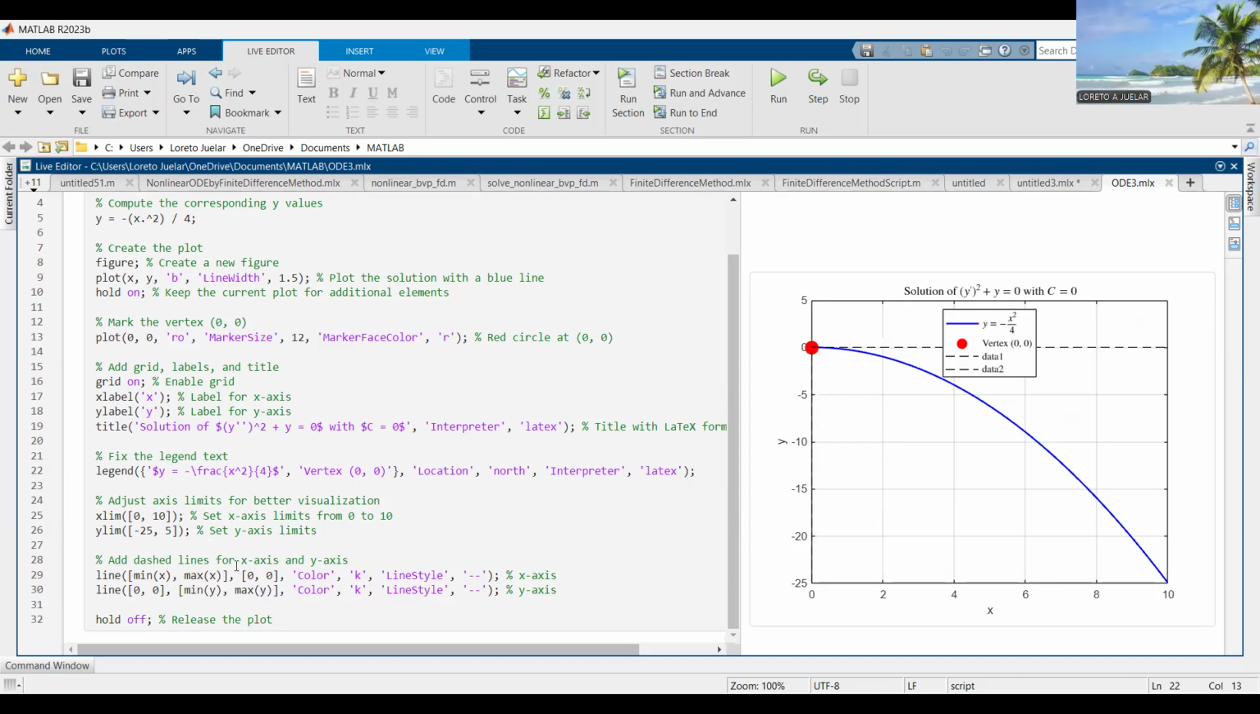Then add dashed lines here for the x-axis and y-axis. For the dashed line here, it goes from the minimum to the maximum value of x, from 0, 0, meaning we draw the dashed line from the origin. Also with the y-axis here, we draw the y-axis from the origin, 0, 0.